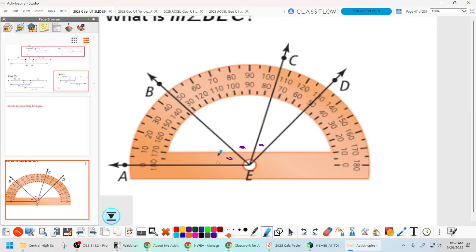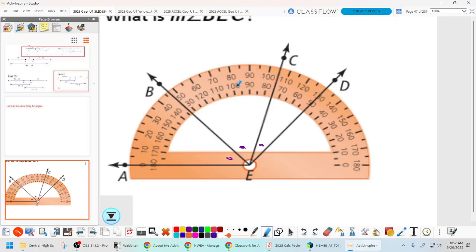And how do we read? So let's do this first one. This is measure of angle AEB. How do we read the measure of that angle in a protractor? Because I see 2 rows of numbers. Which one do we use? In this case, it's the top one. How do we know to use the top? How did you decide? I just picked. You did?